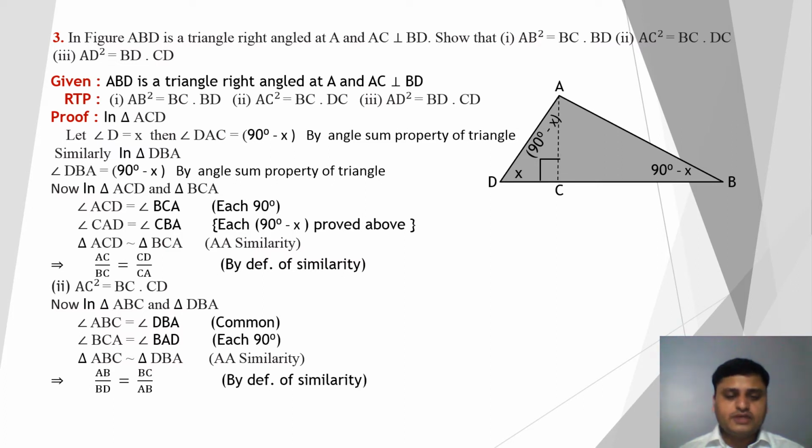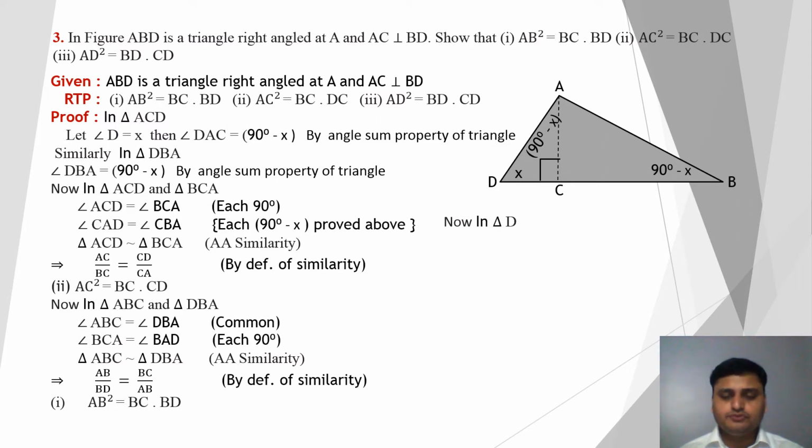And when we cross multiply, what do we get? AB square is equal to BC into BD. In this way, we will prove the first part. Now come to the next part.